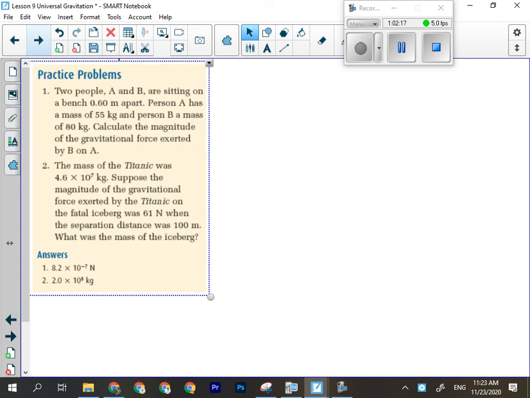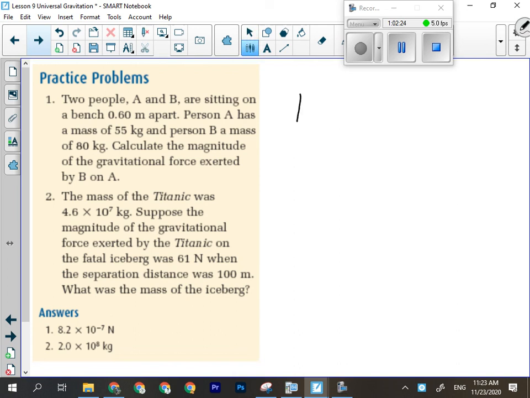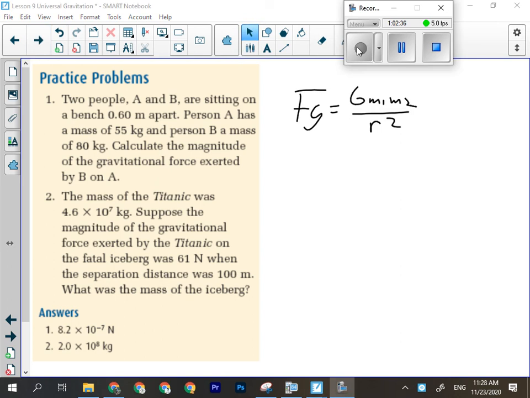So let's have you guys try these two here. There are similar calculations to what we did. They're just using this formula here: Fg equals big G times mass 1 times mass 2 over r squared. So try 1 and 2. See if you can do those two. I'll give you a few minutes and then we'll look at them and then we'll call it.